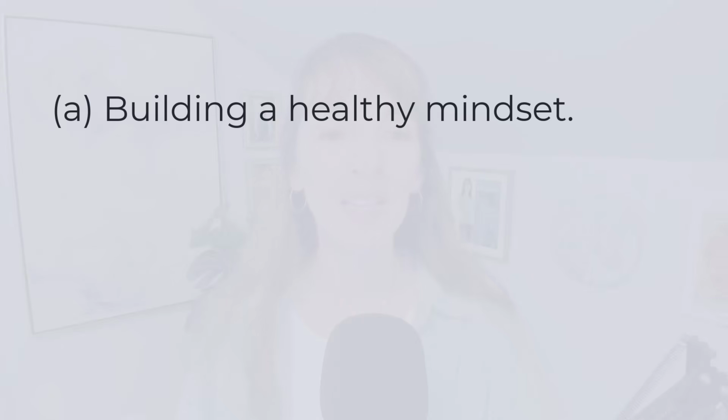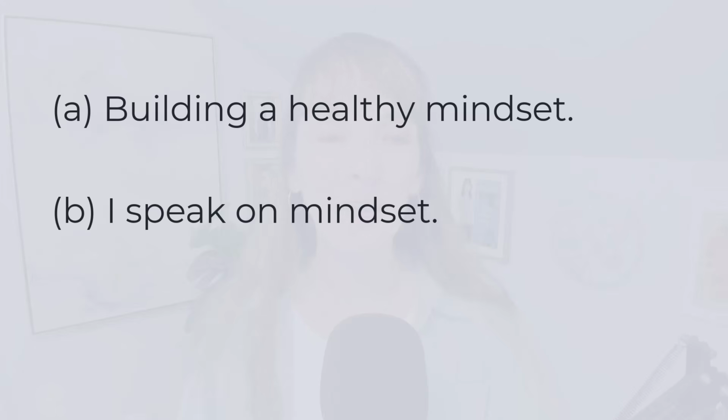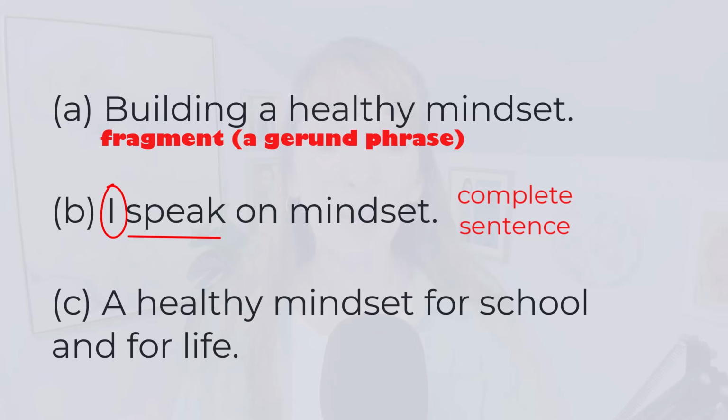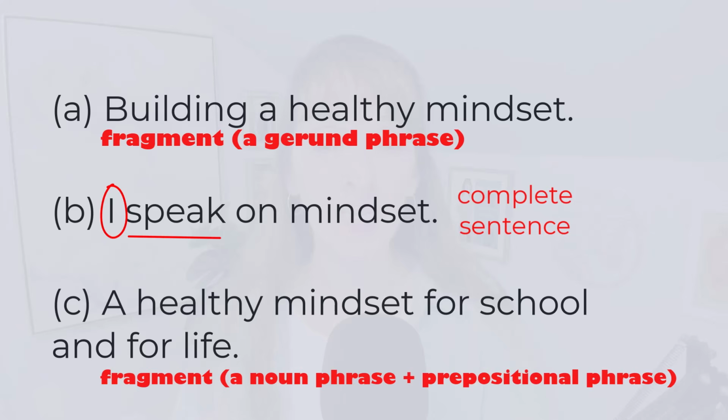Quick quiz, can you identify the fragments? Building a healthy mindset. I speak on mindset. A healthy mindset for school and for life. Although it's the shortest, B is the only complete sentence because it has a subject and a verb. A is a gerund phrase. C is a noun phrase followed by a prepositional phrase.